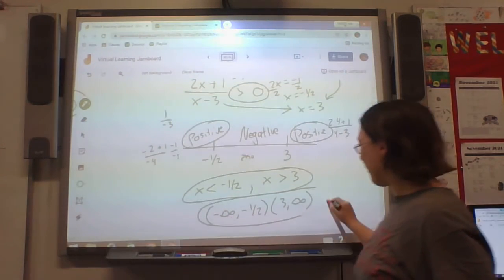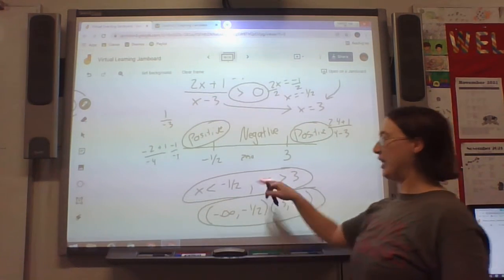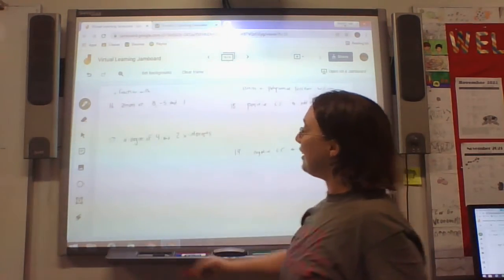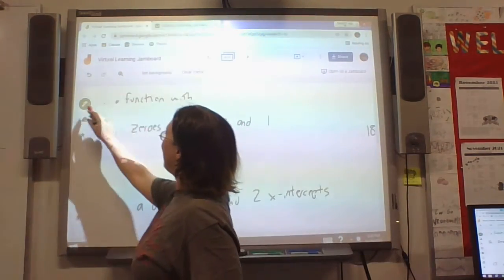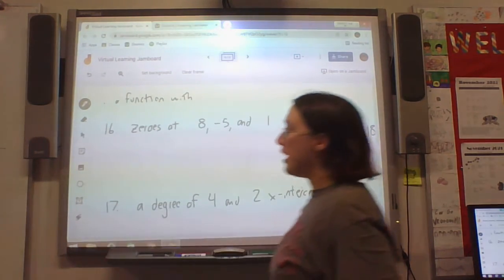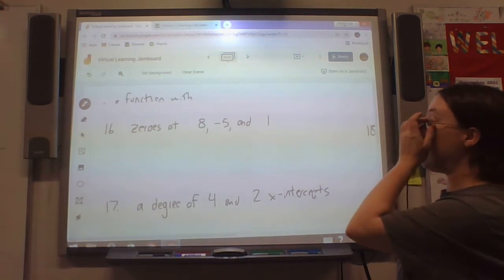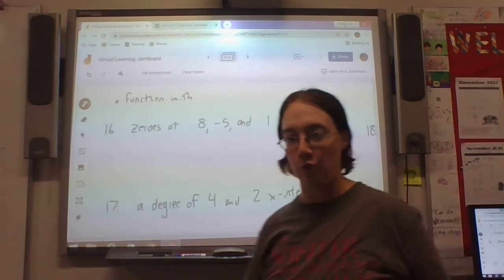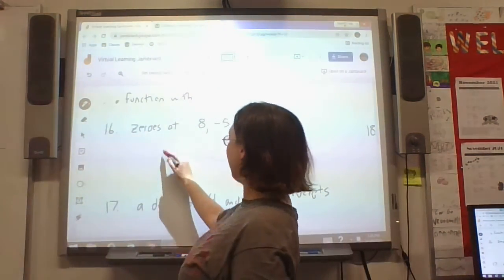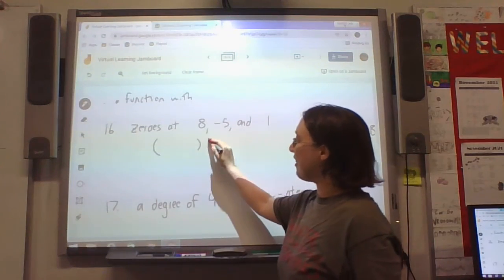So either this or this, I'm not going to be picky about the notation. Getting here is the main thing. All right, almost done. We want a polynomial function with zeros at 8, -5, and 1. And the quickest way to get a polynomial function with zeros at 8, -5, and 1 is to write it like this.